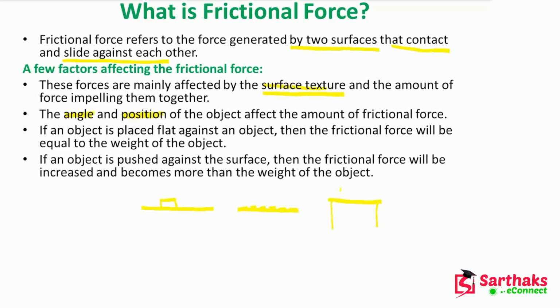and over that you are keeping one object, so some W, that is the weight, will be acting here. So if you are placing one object, you can see that the frictional force will be equal to the weight of the object. If an object is pushed against the surface, then the frictional force will be increased and becomes more than the weight of the object. When I'm pushing this against the surface, the frictional force will be increased.